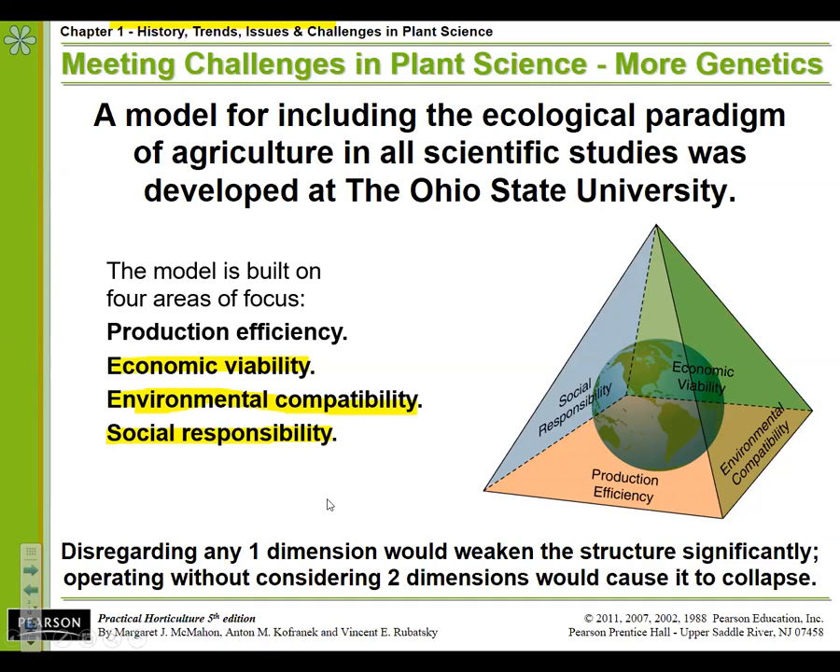What are the answers to make agriculture more sustainable? If we disregard one dimension of this pyramid of sustainability, then it compromises the whole structure. That's the idea at Ohio State University. So keep that in mind. How can you produce something and be socially and environmentally aware while making money and being efficient?